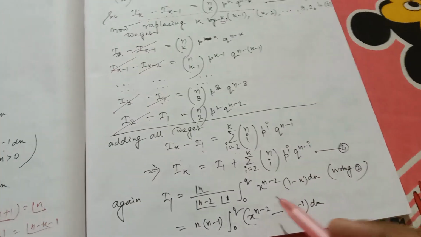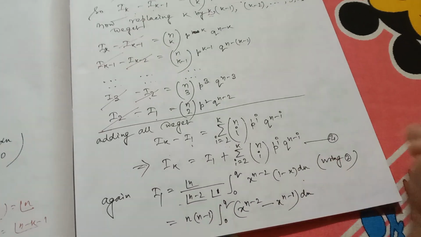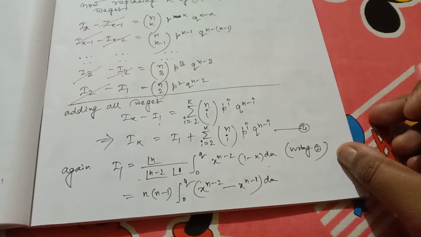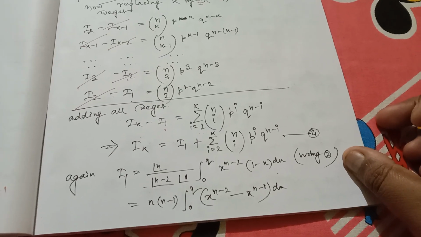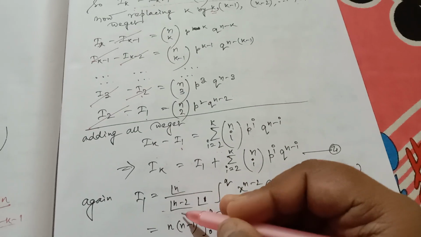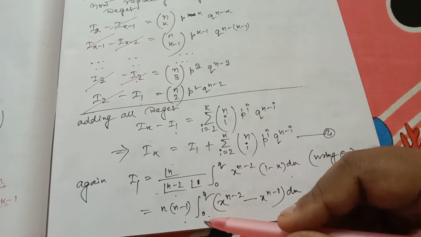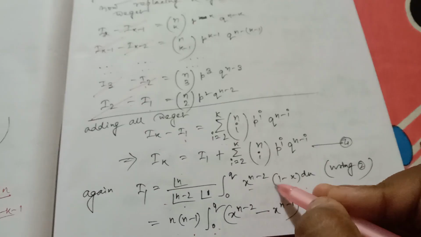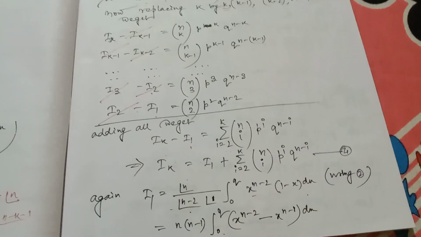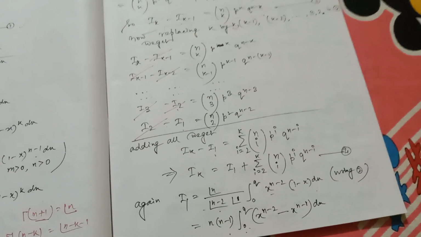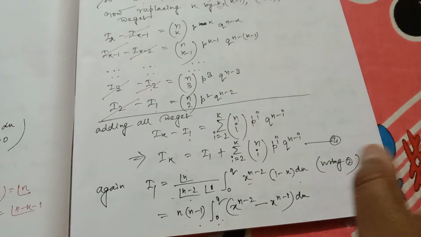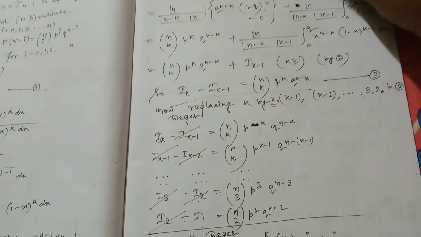So here you will see the same thing has been written, and also for your convenience I have written using 2 we can obtain this structure. Factorial n by n minus 2 factorial, this will be n into n minus 1, 0 to q, multiply this expression x to the power n minus 2 minus x to the power n minus 1. Just normal multiplication will give you this structure. Now you need to proceed further to get your desired result.